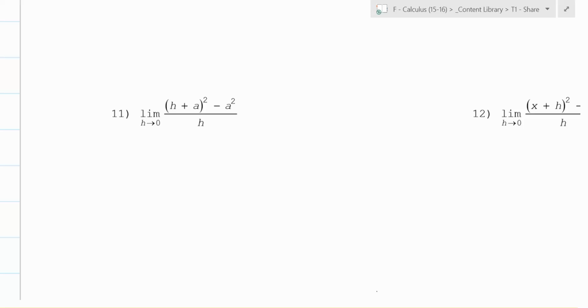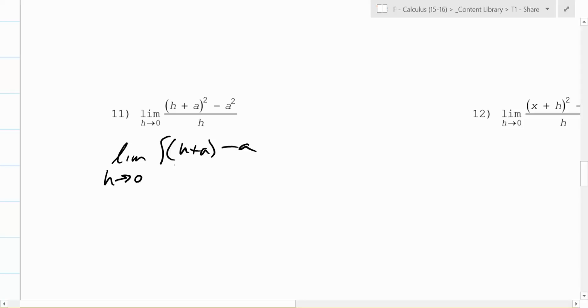What did we do? Do you remember what we did? It's already factored. Well, you could actually factor that. I'm sorry, that's the difference of squares. Yeah, it is the difference of squares. What does this factor into? This is the limit as h goes to 0 of what? h plus a minus a times h plus a plus a. Correct? Wait, no.